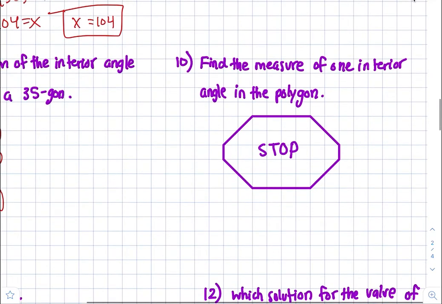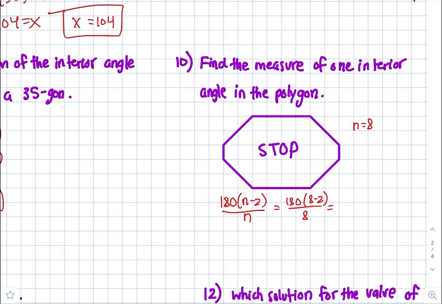Number 10. So you have the stop sign, find the measure of one interior angle in the polygon. To find the measure of one interior angle of a polygon, it's 180 times n minus 2, all divided by n. And remember, n is the number of sides. So how many sides are here? Well, n is equal to 8. There are 8 sides. So 180 times 8 minus 2, all over 8. 180 times 6 over 8. So 180 times 6, which is 1,080, divided by 8, which would have given you 135 degrees.